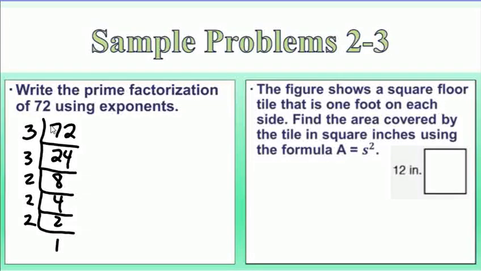If I use division by primes, I have to make sure I get all the way down to 1, and I can only use prime numbers on the side here. So now, using exponents, I have 2, I have 3 of those, so 2 cubed times 3, and I have 2 of those, squared. And that would give me 72.